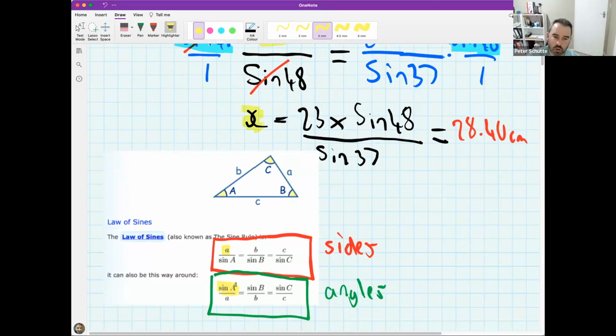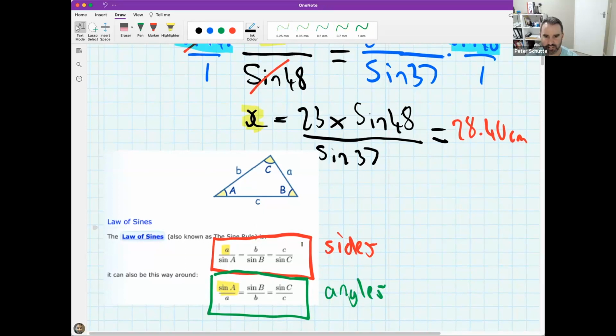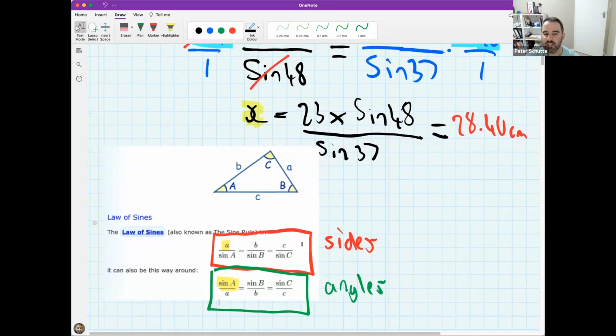Perfect. And do you notice that when I'm finding sides, the sides are on top? When I'm finding angles, the angles are on top. Yes, sir. Perfect. Thank you so much. Quite right. So basically, these two statements of the rule are the same. It just makes life a bit easier if when you're solving for angles, the sine of an angle is on top, whereas when you're looking for sides, we put the side on top.